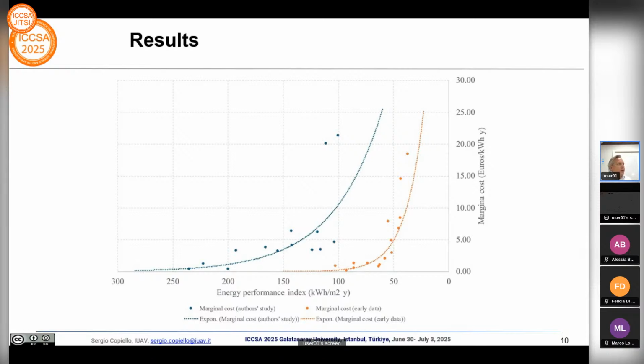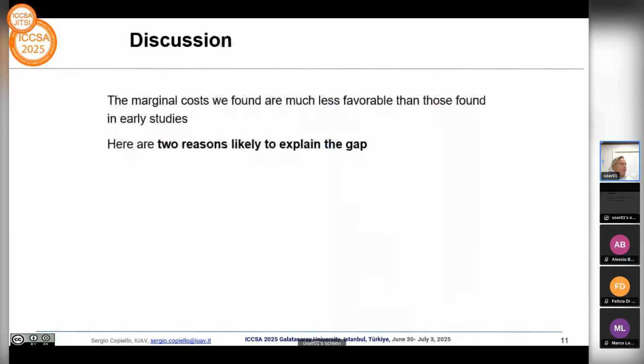The orange ones are the data points we estimated in 2015 based on an EU-funded project carried out between 2007 and 2009. And you can see that there is essentially a huge gap between the latest estimate and the previous one, meaning that with the latest data, if you want to really push high the energy performance, you need to expect much higher marginal cost. So we went on asking ourselves why there is this kind of gap. And we came out with essentially 3 potential explanations.